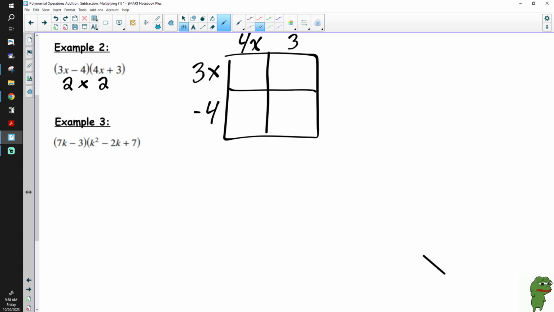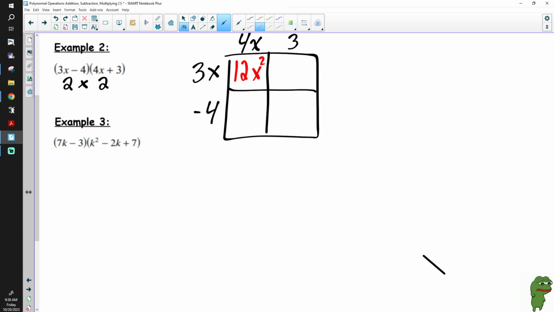Now, when we fill in our box, we are going to multiply. If you look, our polynomials were touching, which means we need to multiply them. So, 3x times 4x gives me 12x to the second. When we multiply, we need to look at how many variables we have, and that becomes your exponent. We had an x up there and an x up there. That means 2 x's total, so that's why it became x squared.